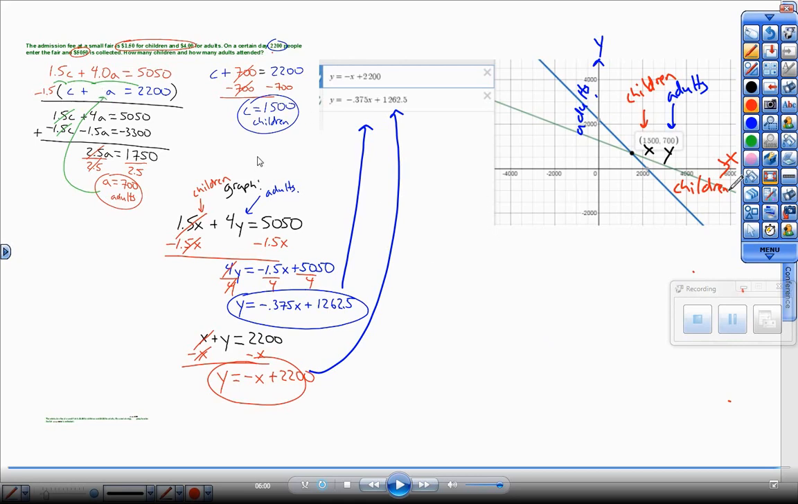Your homework was to just do this work right here. You do not have to do the graph. That was just for you to look at. Good luck.